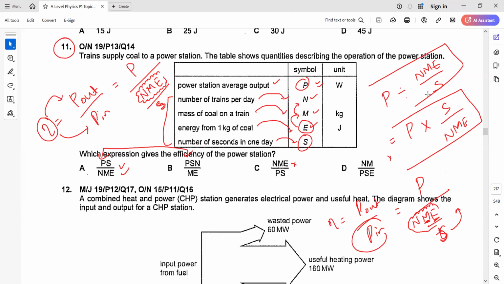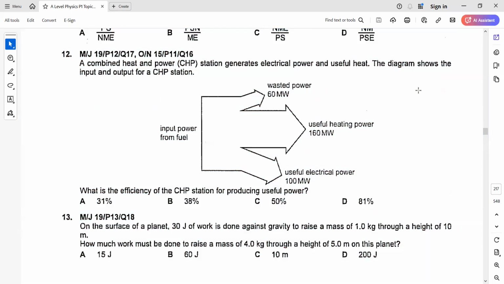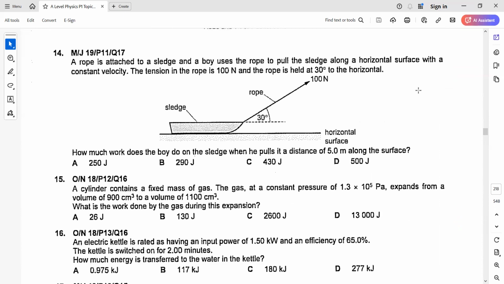Sure. So I think similar questions are done. Let's try this rope part. So it says a rope is attached to a sledge and a boy uses the rope to pull the sledge with constant velocity. That is important, with constant velocity. The tension in the rope is 100 Newton, and it is held at 30 degrees. How much work does the boy do on the sledge? And he pulls at a distance of 5 meters along a surface.